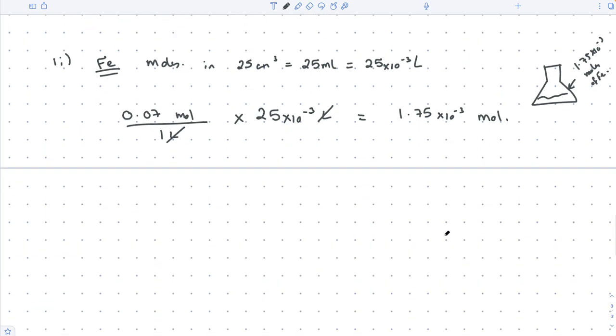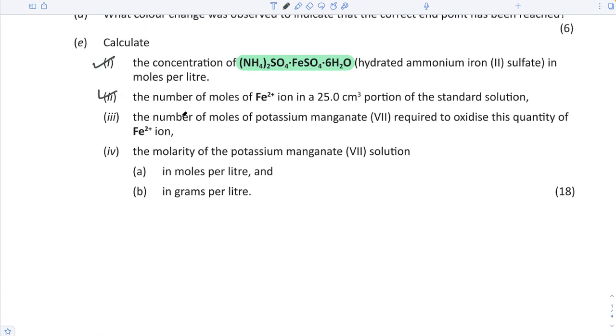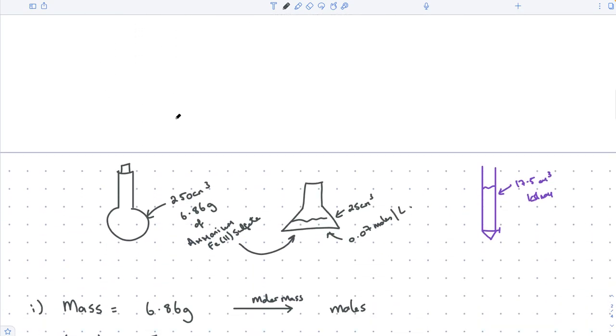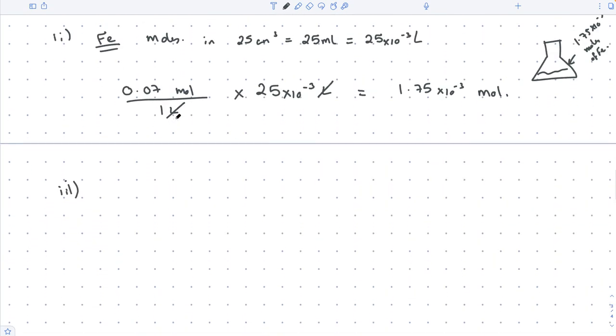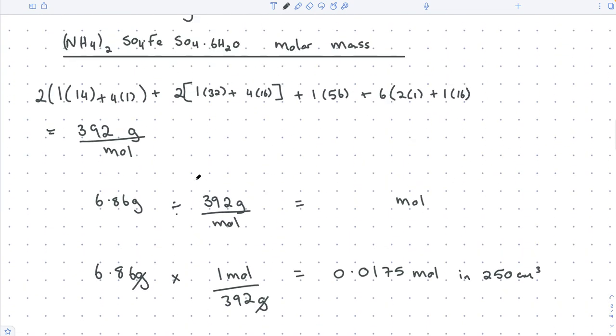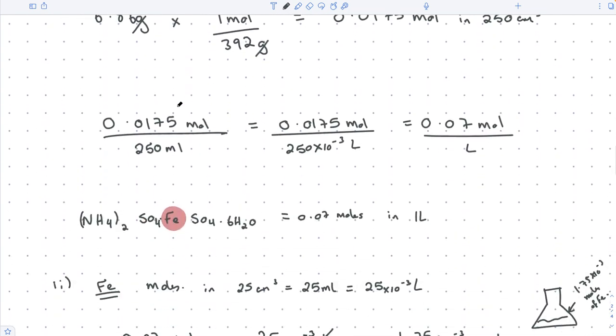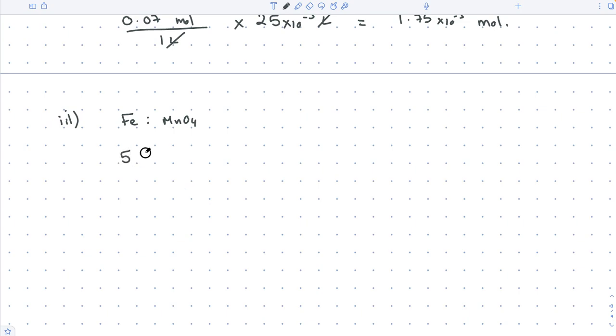And the next one then, part 3. So I've done that. I've just answered the question for them. They wanted the moles of iron. So we go back up now and we look at the next part, part 3. The number of moles of potassium permanganate required to oxidize the quantity of iron. So that's where our ratio comes in. So we got the moles of iron. I'm now going to look at the ratio of iron to MnO4. So I'm going to go back up to look at the balanced equation, and it's telling me for every 5 irons that I have one of these. So I'm going to put 5 under iron, and I'm going to put 1 under the permanganate.